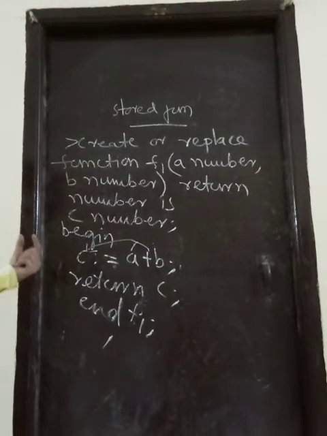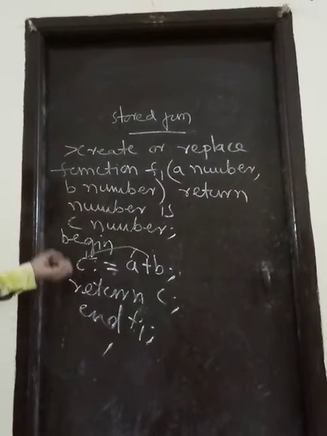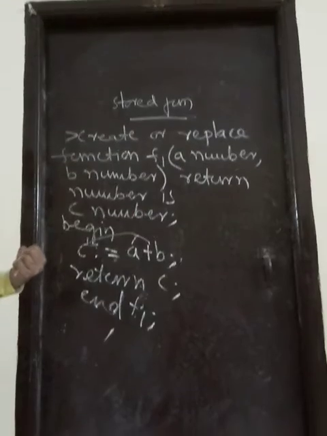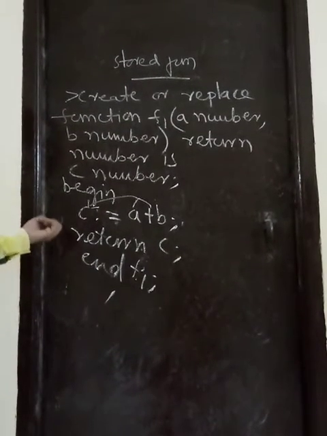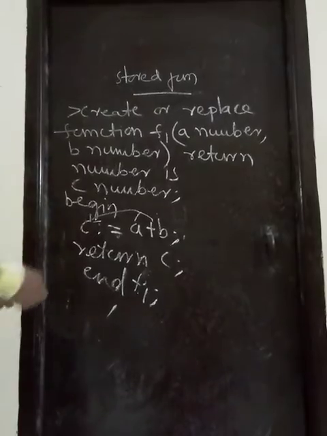Where we are returning, we should write another program. We will write another program. That program will receive the return C value, assign it into an ordinary variable. Then we are displaying there the addition of two numbers.